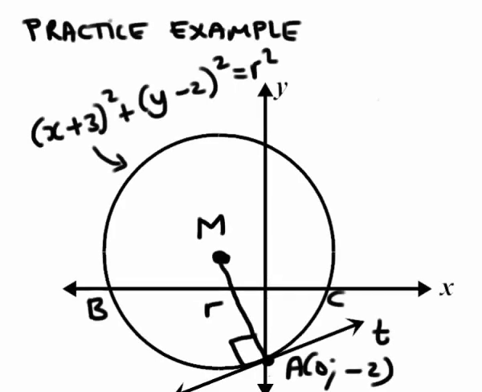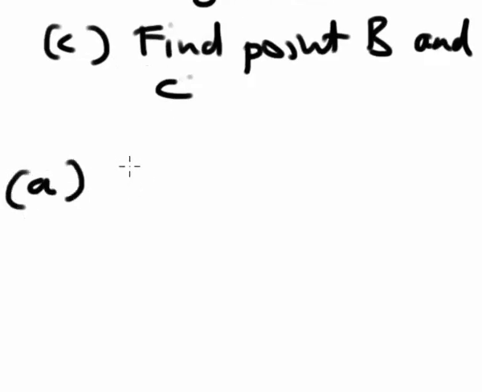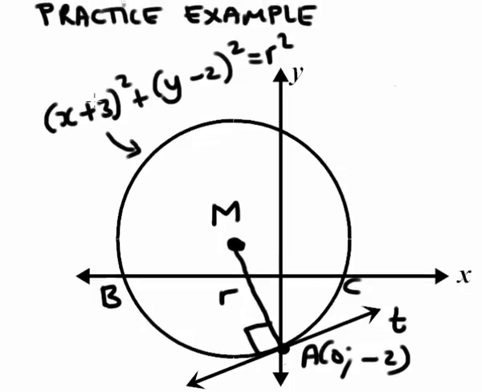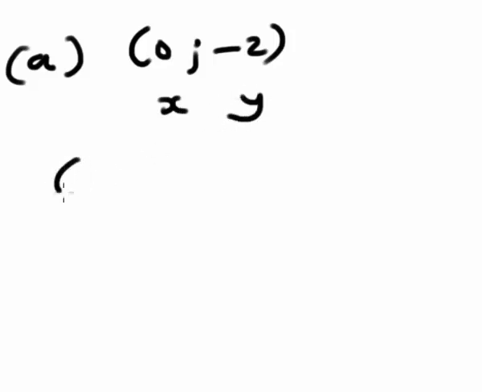Okay, people, let's have a look at part A, the radius. Well, not a problem. If you look at this carefully, you've got the equation of the circle, and you've got a point (0, -2) on it. So all we do is we sub the (0, -2), that's going to give you an x and a y, into the equation of the circle. So there it is there.